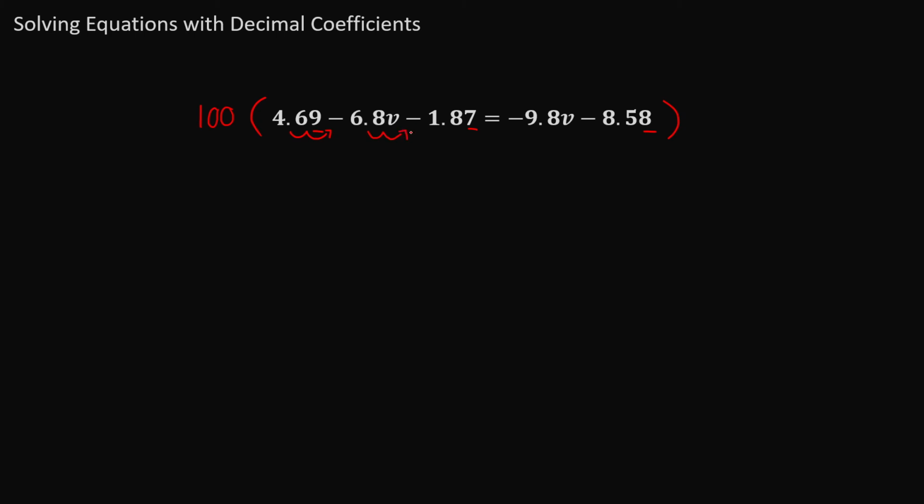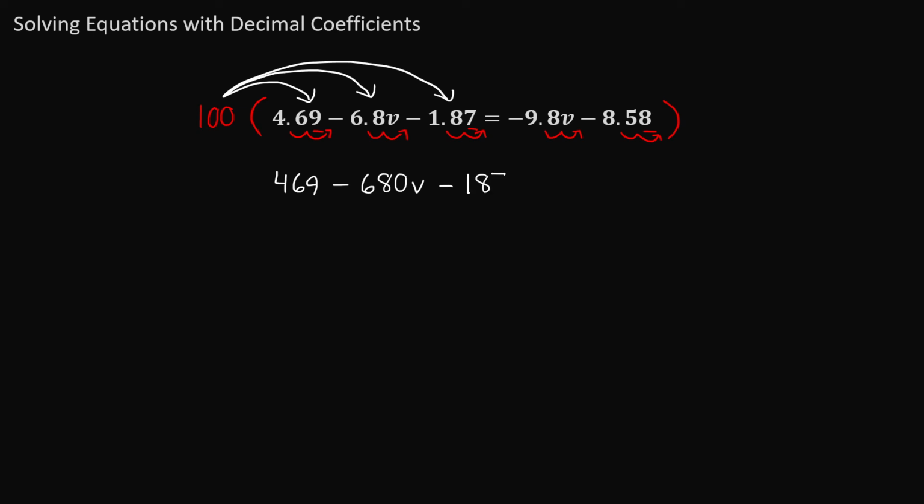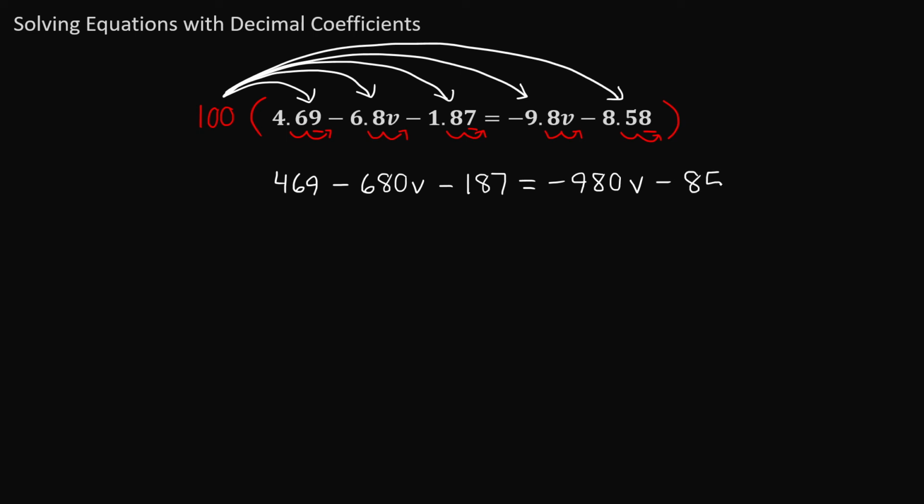And when we multiply decimals by 100, all we're doing is moving the decimal place 2 to the right, so 2 to the right for every single one, multiplying by 100. Okay, so when I multiply this out, 100 times 4.69 is going to be 469. Negative 6.8v times 100 is going to be negative 680v. I had to add a 0 to this one because it only went out to the tenths place. 100 times negative 1.87 is negative 187. Negative 9.8v is negative 980v. And negative 8.58 times 100, that's negative 858.